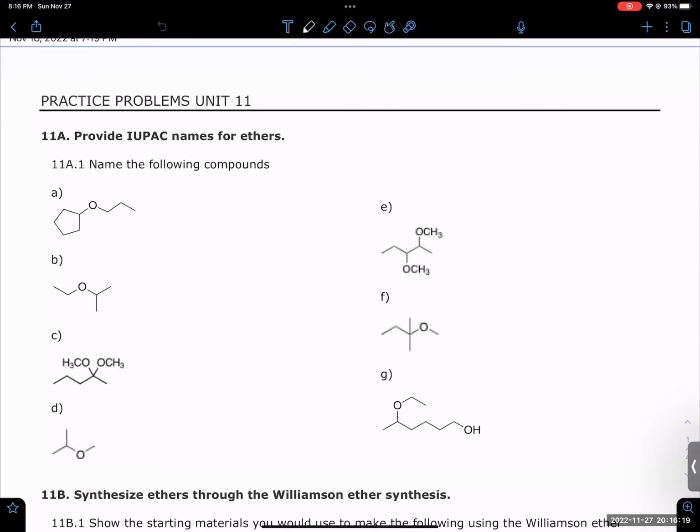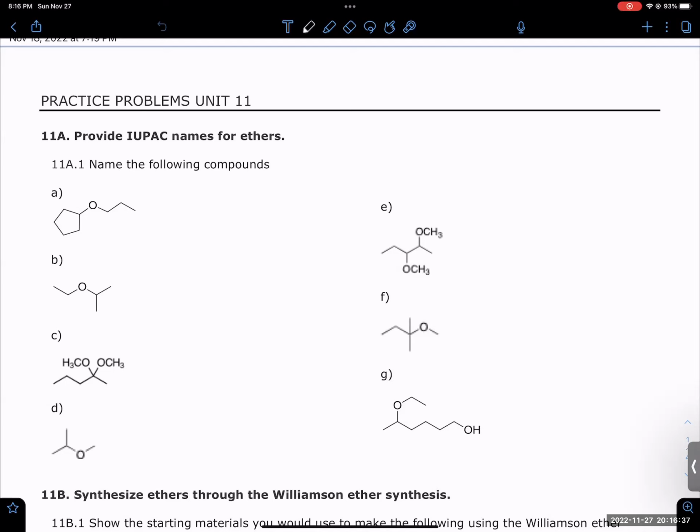All right, so this is the first video for this worksheet. We'll just go over this first section, which is naming ethers. For A, this is the IUPAC naming, but we'll also go over common naming methods.